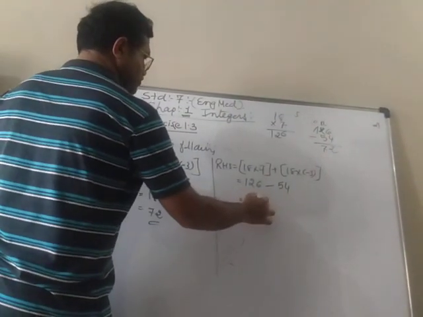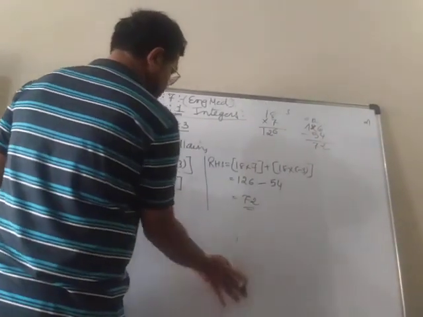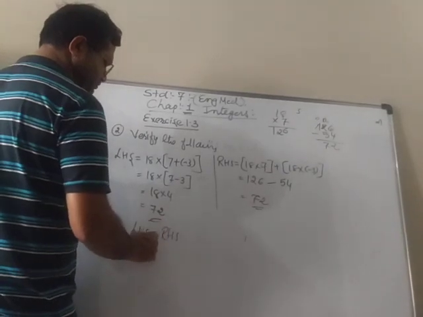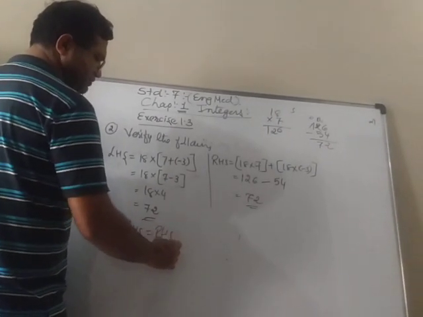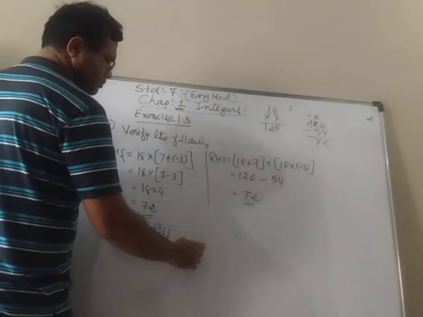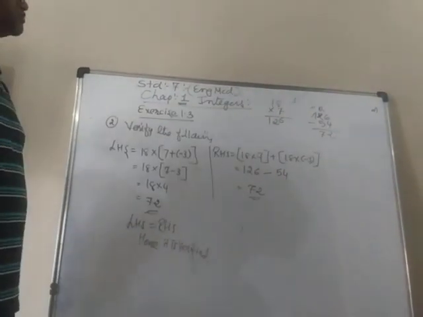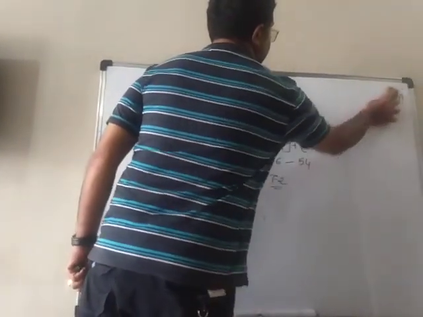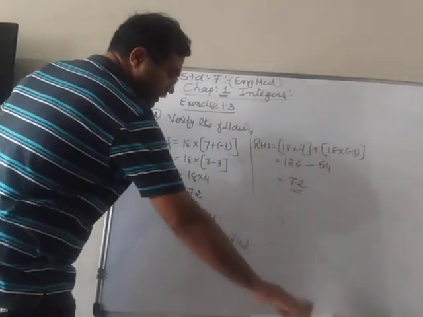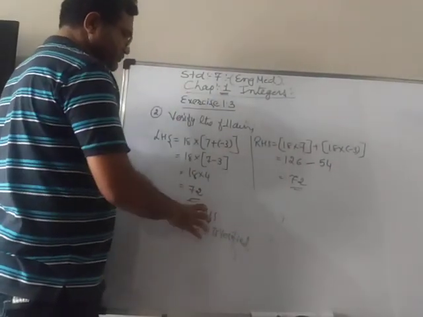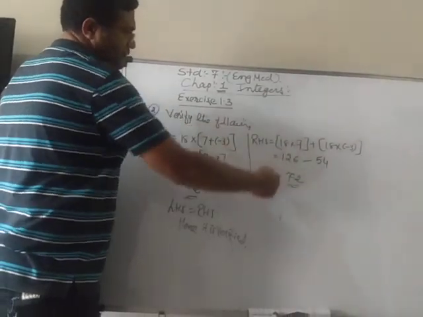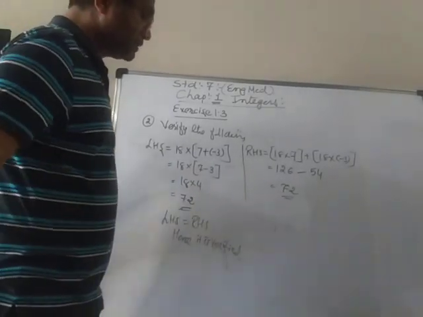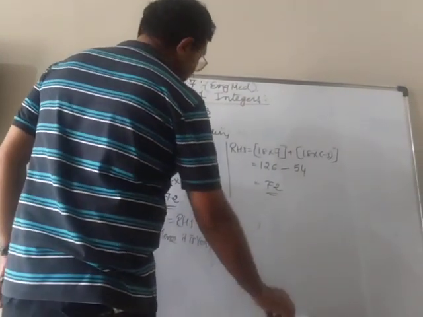So you can see that both side answers are equal. So you can write LHS is equal to RHS. Hence it is verified. So whenever there is a sum which says verify the following, then don't take both sides together. Take the LHS first, find the answer, take the RHS, find the answer. If they are the same, then you can say that it is verified because LHS is equal to RHS.